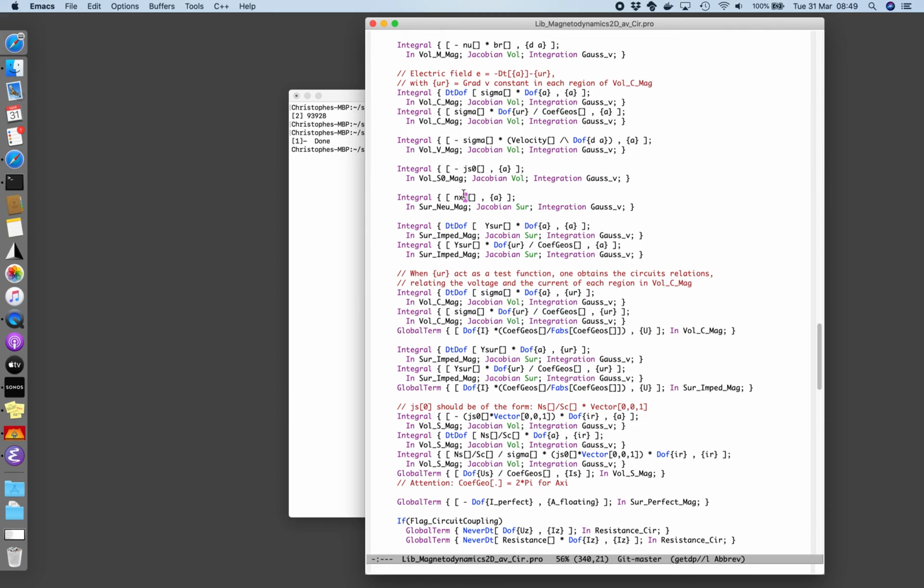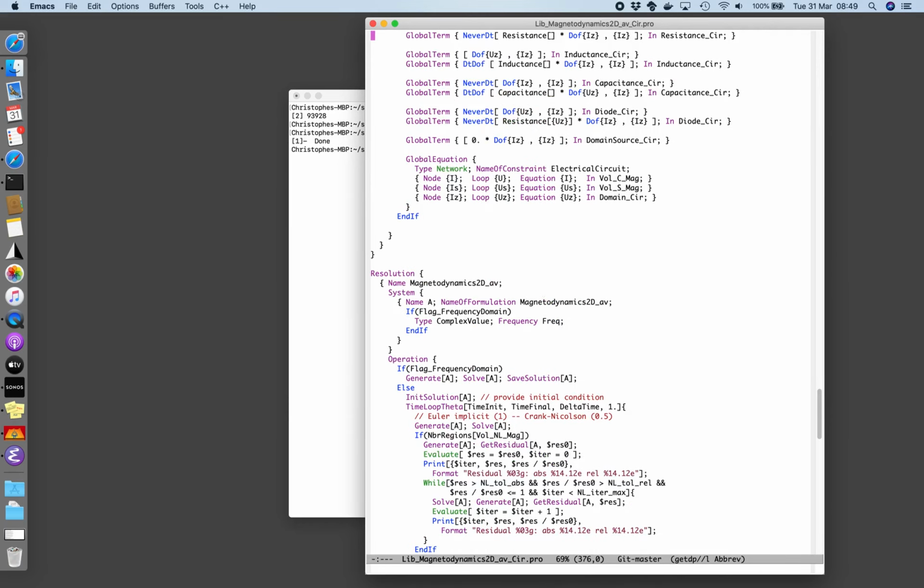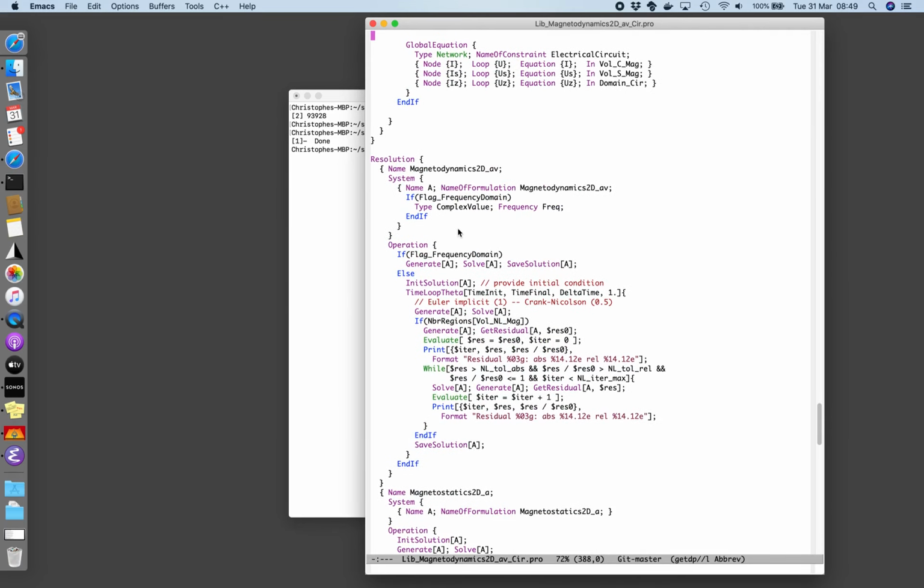The thing that will make the difference is simply that when we look at the resolution in the frequency domain, we need to say that the fields are not real valued fields that depend on time anymore. We'll say that the fields are complex valued fields. So these are these phasor fields. We only solve for that. We of course need to specify the frequency.